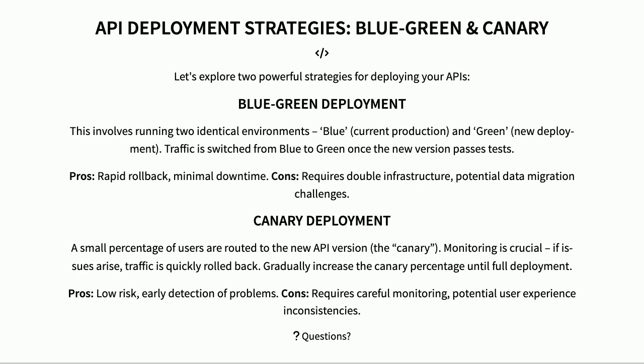Then we have Canary deployments. These are a bit more cautious. You release the new API version to just a small percentage of your users initially. This lets you catch any problems early on without affecting everyone. As things go smoothly, you gradually increase the percentage until you've fully rolled out the update. Canary deployments are great for minimizing risk and spotting issues before they become widespread. So, which strategy is best? It really depends on your specific needs and how comfortable you are with managing the deployment process.